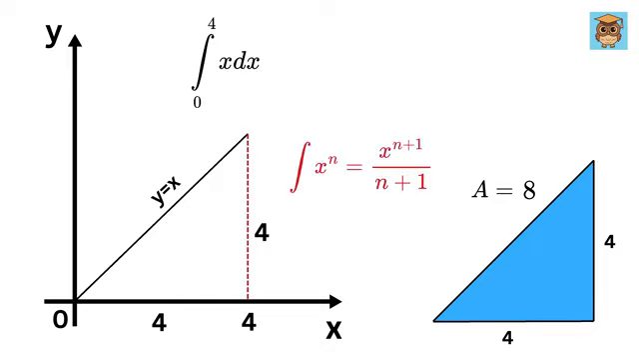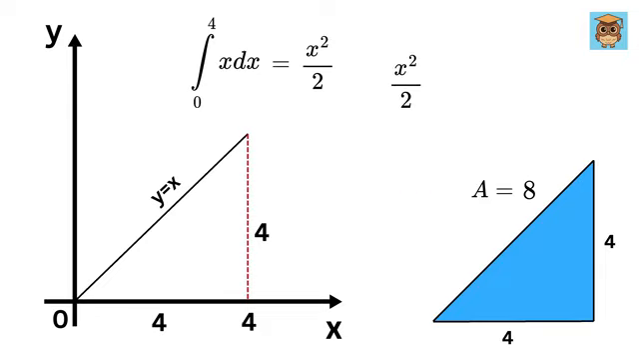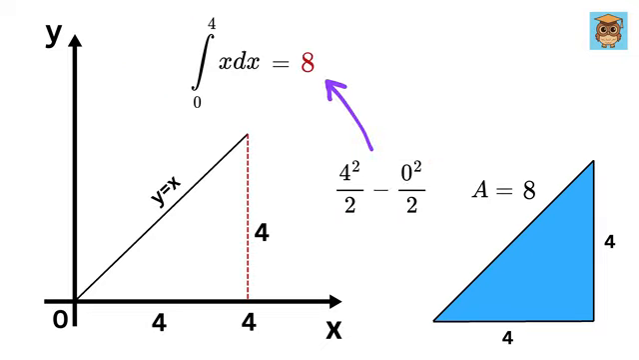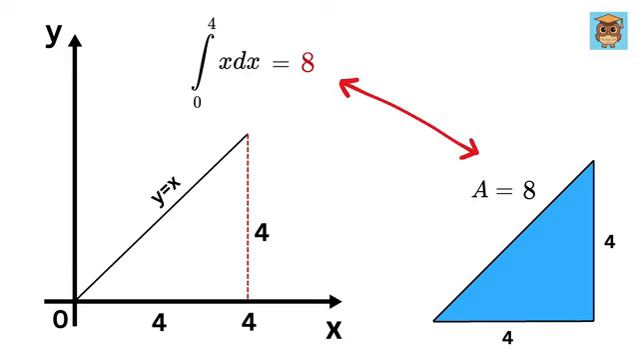We get, this is the same as x raised to 1. So the value will be x raised to 1 plus 1 over 1 plus 1, or x squared over 2. Now write it as x squared over 2 minus x squared over 2, and put x as 4 here and x as 0 here. This will give us 16 over 2, or 8, which is the same as what we get using the formula for the area of the right triangle.